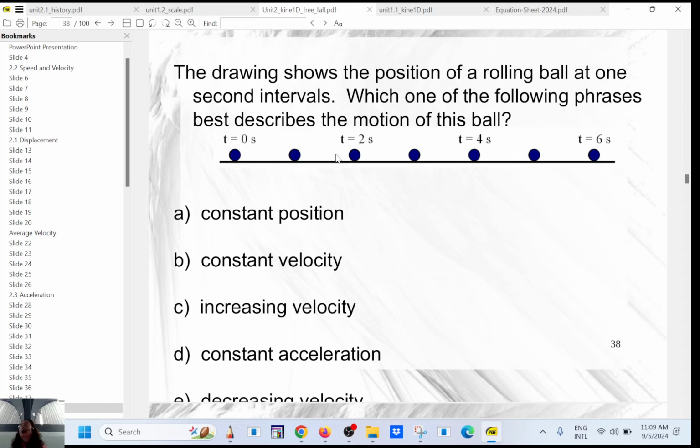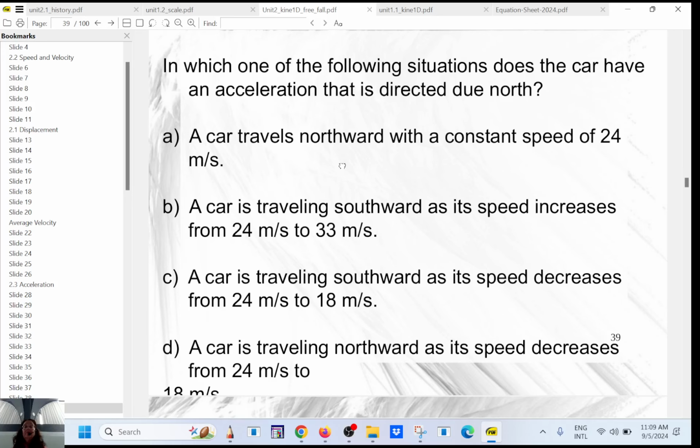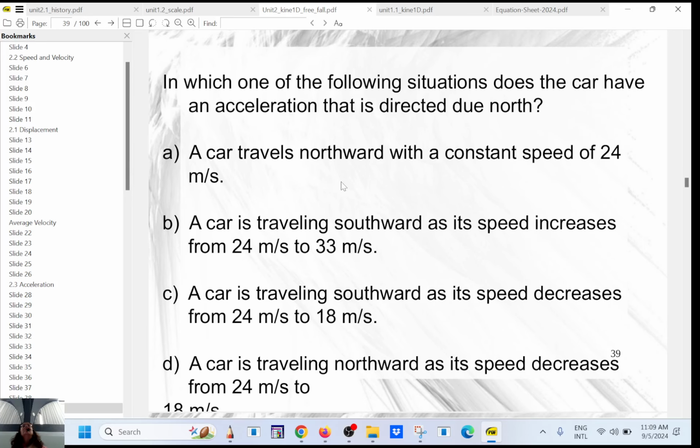Constant velocity. Okay. This one, you have to remember that if there is an acceleration, there is a force, and the force is in the same direction as the acceleration. So you want the acceleration, so the force, to be null. C, so traveling south and its speed decreases. So yes, C. Right? Do you all agree?